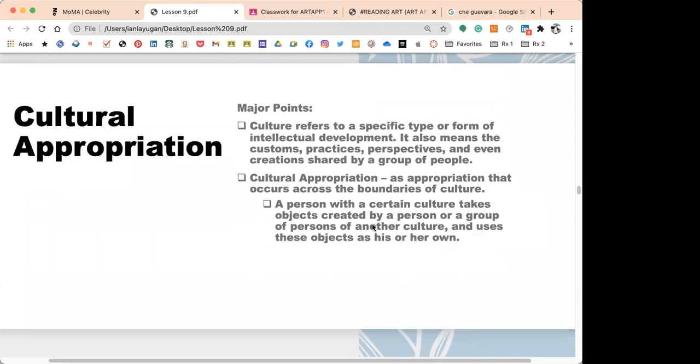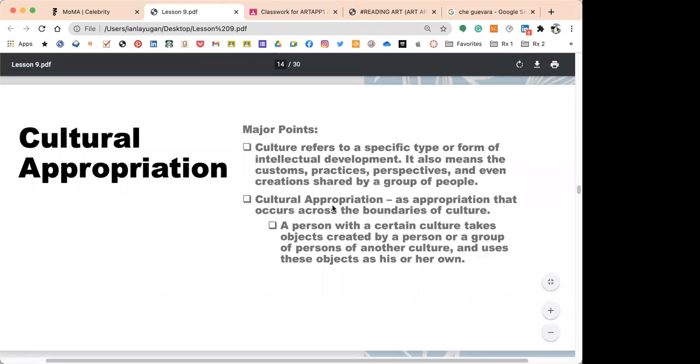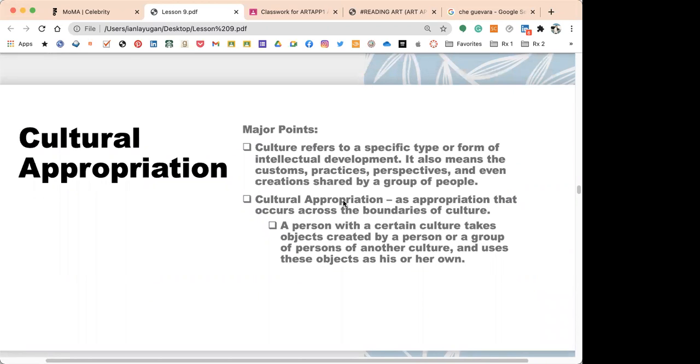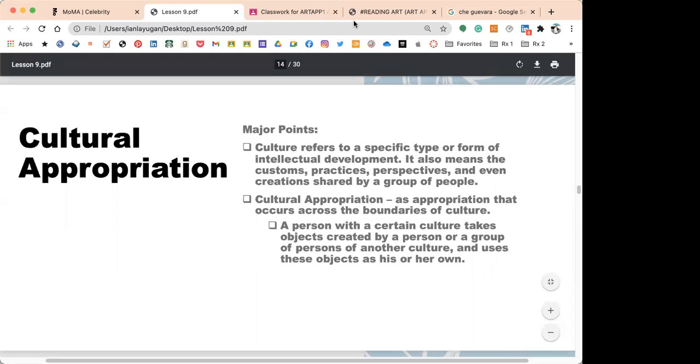So, what about cultural appropriation? Because we always read about this. Culture refers to a specific type or form of intellectual development. It also means the customs, practices, perspectives, and even creations shared by a group of people. So when you combine the idea of culture and appropriation, cultural appropriation means appropriation that occurs across the boundaries of culture. A person with a certain culture takes objects created by a person or a group of persons of another culture and uses these objects as his or her own.